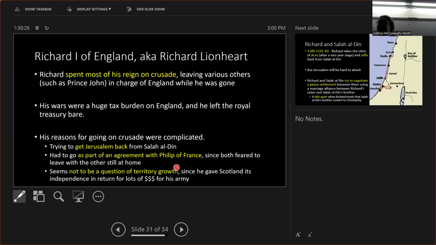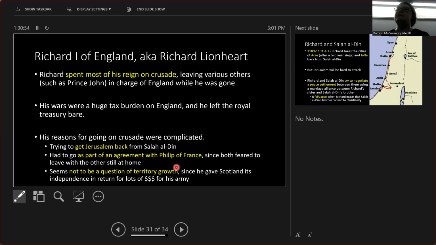Now, Richard I of England, otherwise known as Richard Lionheart, who in here has watched the Disney Robin Hood movie? The Disney Robin Hood movie where everybody's like a fox or a bear or something. You guys know the big lion that turns up at the end, who's like the king? That's Richard Lionheart, okay? So this is when we are.